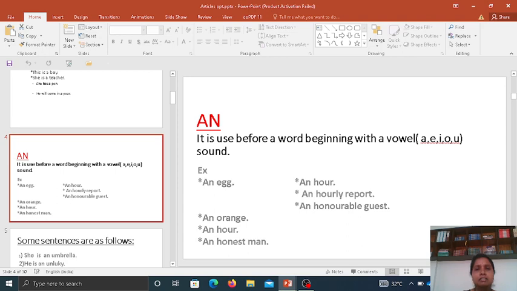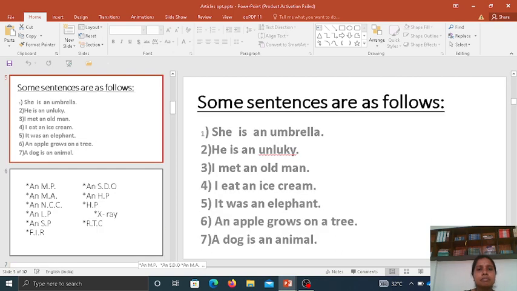Here are some examples given. An egg. Look, the first letter of egg is E. An orange. O gives the sound O. An hour, an honest man. Then an hourly report, an honorable guest. These sound like vowels. That's why I use an here.